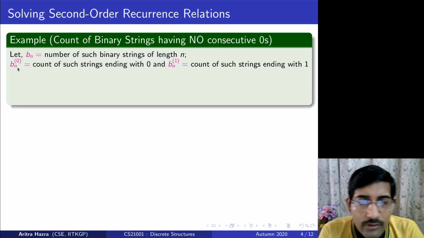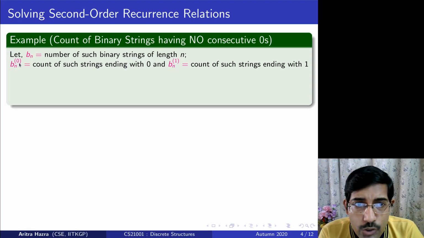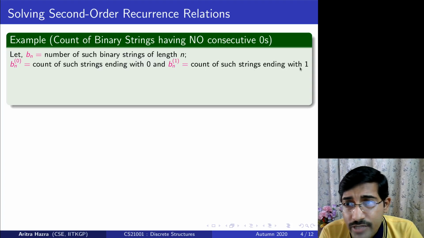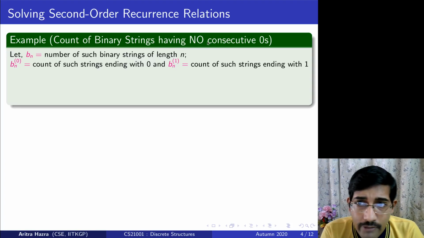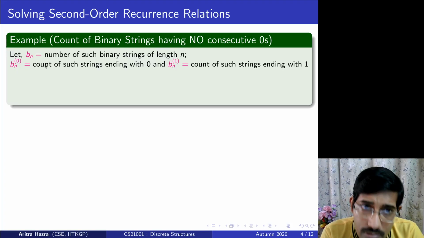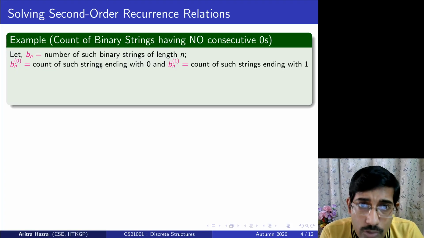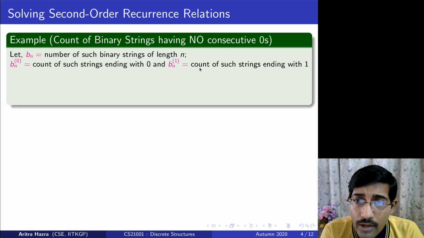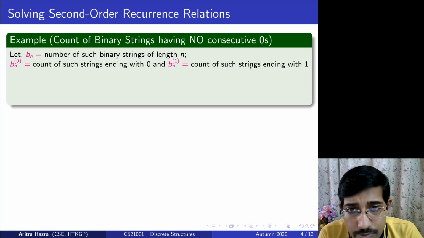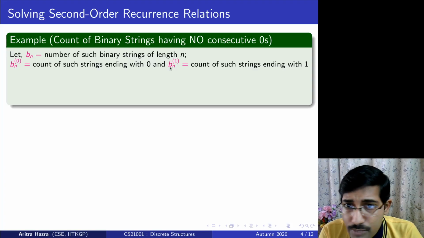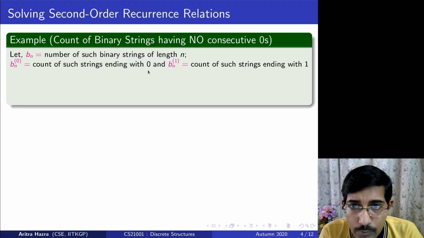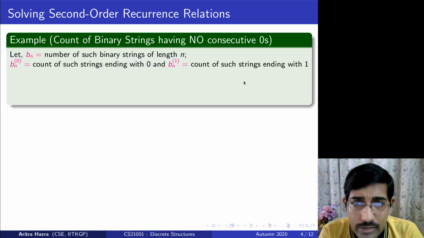And for the nomenclature, we use Bn with superscript 0 to count all such strings ending with 0, and Bn with superscript 1 to count all such strings ending with 1. So Bn is the total of strings which do not have any consecutive 0. Bn0 is such a string not having consecutive 0 but ending with 0. Bn1 is such a string not having consecutive 0 but ending with 1. So you can see that Bn is nothing but Bn0 plus Bn1, because those strings ending with 0 and ending with 1 are my total set.